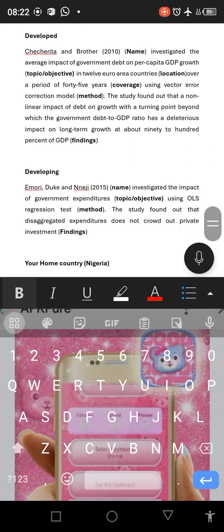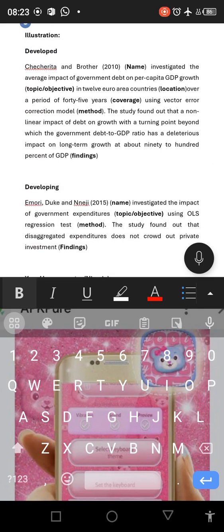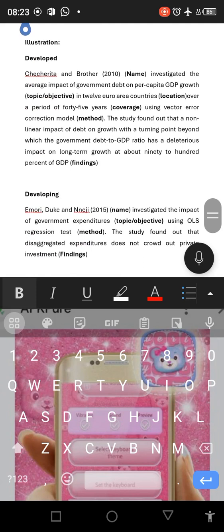Let's consider this illustration under the 3 different headings. Now, these are topics. These are studies that are reviewed under these 3 different headings. These studies that I wrote out here are particularly related to public sector management of the financial resources of a nation.